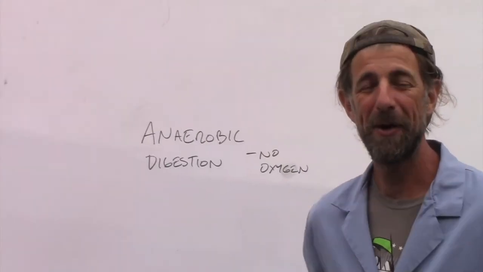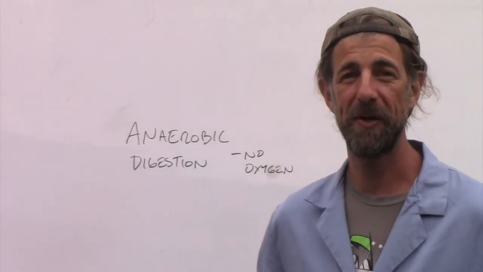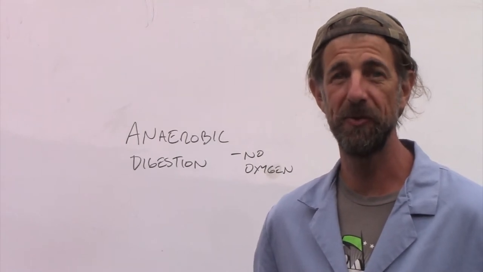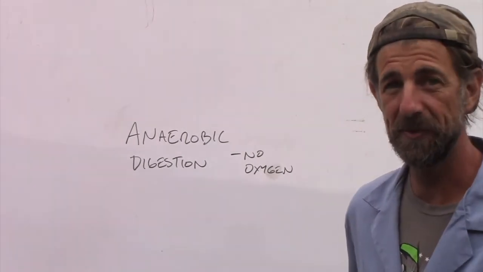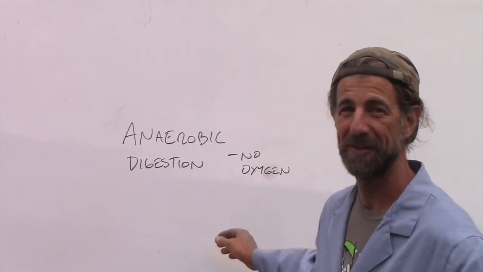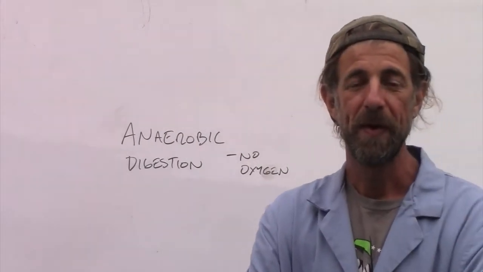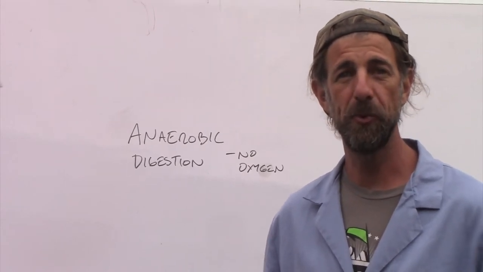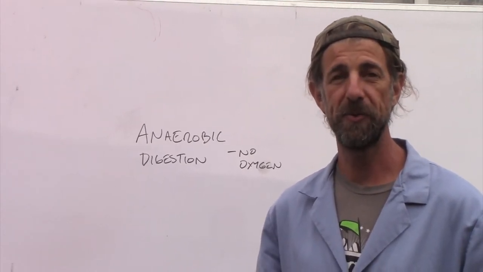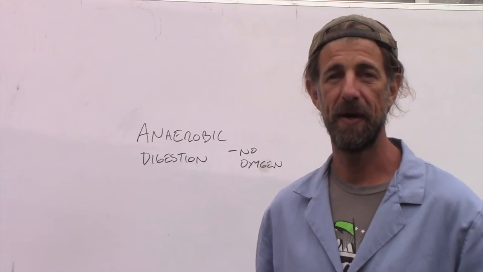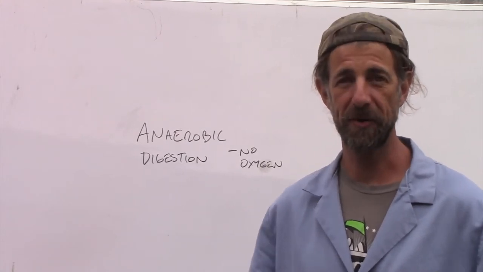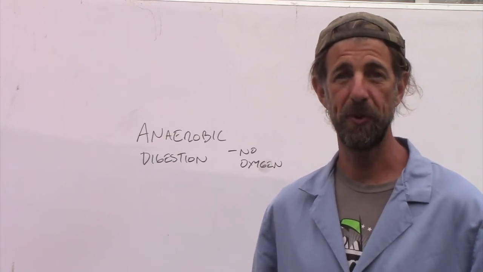So, biogas is produced by the process called anaerobic digestion, which is when organic materials are decomposed in the absence of oxygen. No oxygen. So, when we have an anaerobic system, then microbes will process materials through a different pathway than aerobic systems. So, you and I, we breathe air. We like to breathe oxygen. That's how we do our respiration.